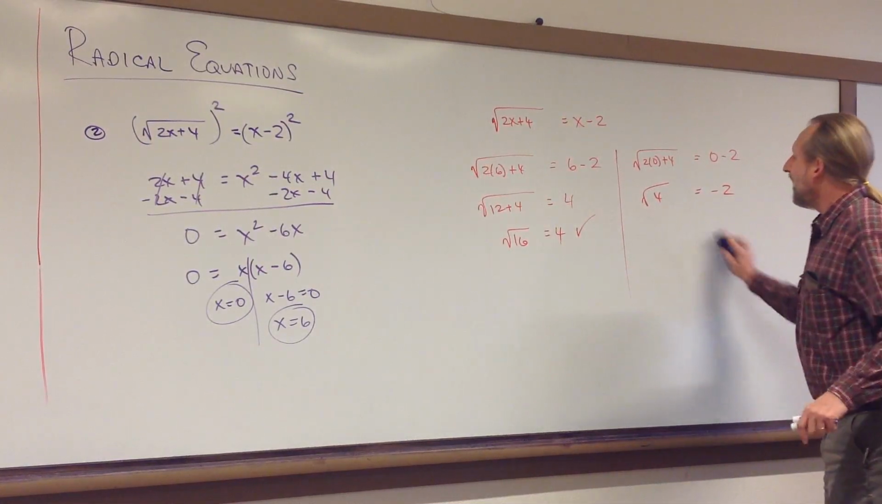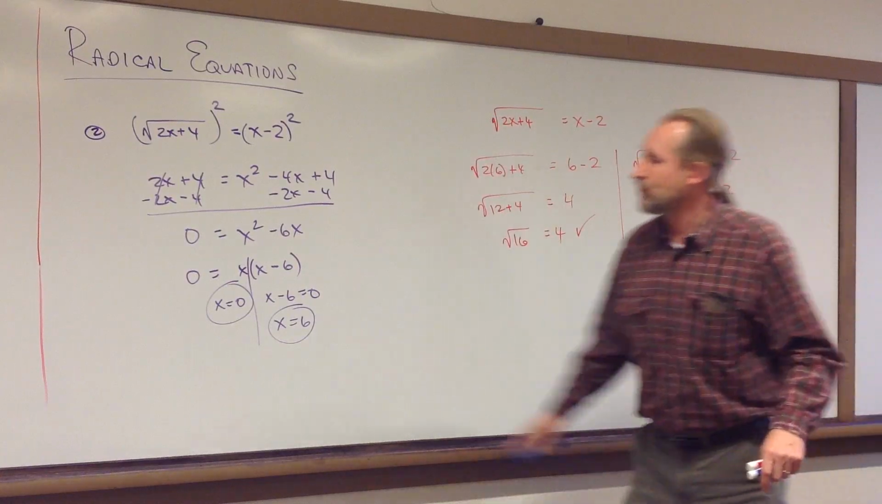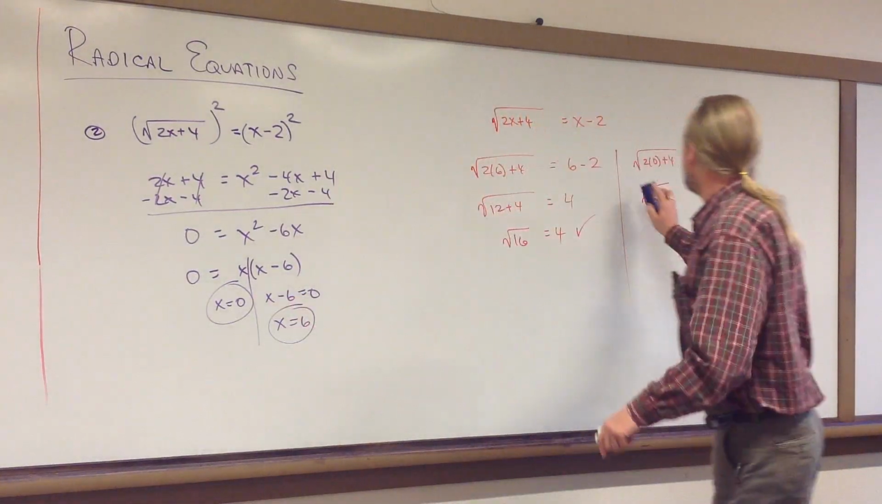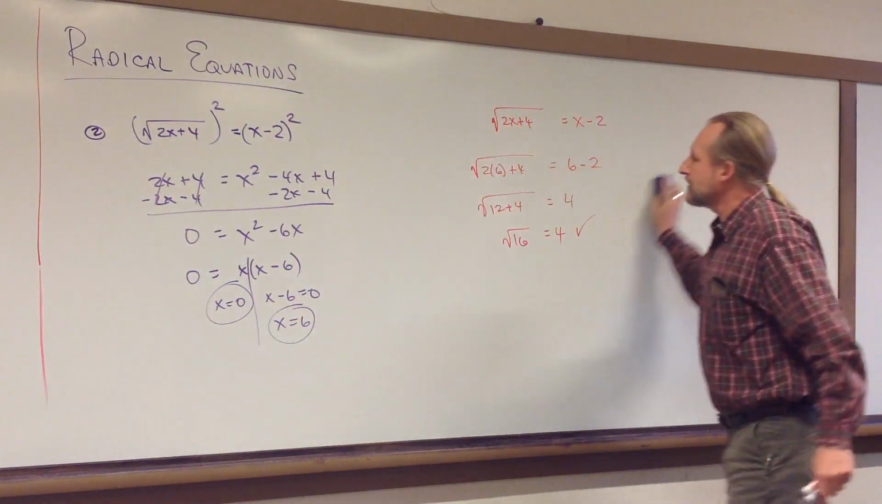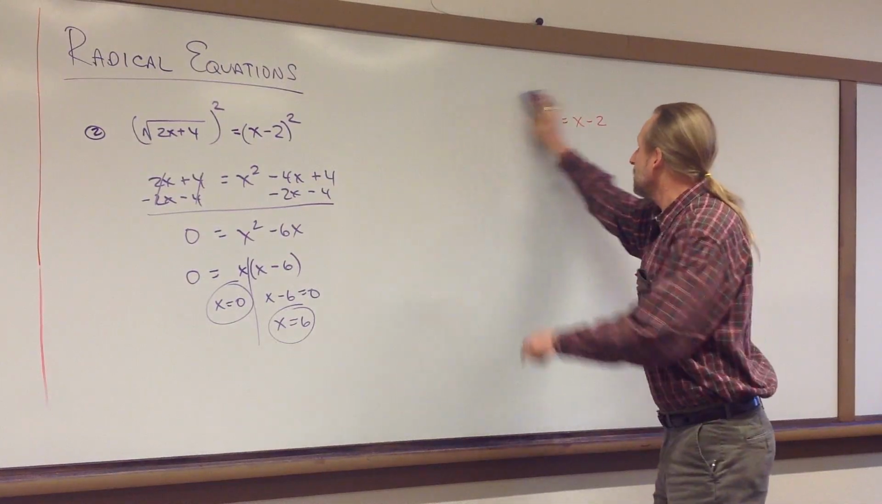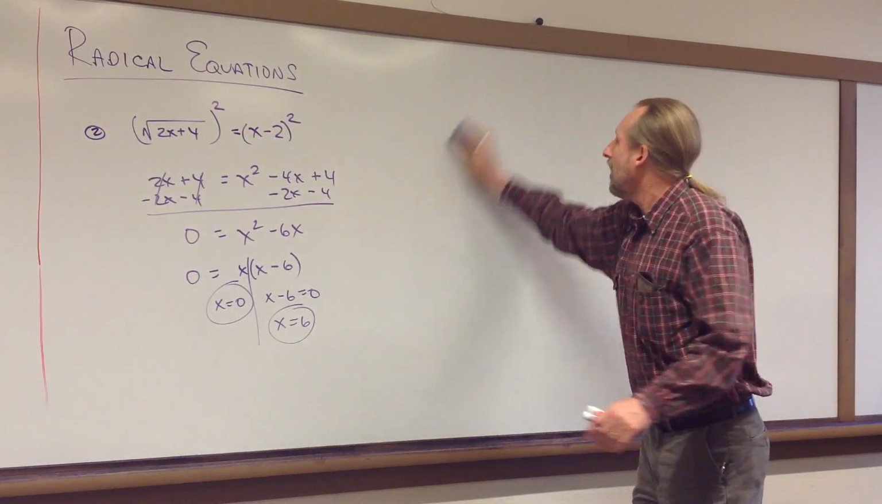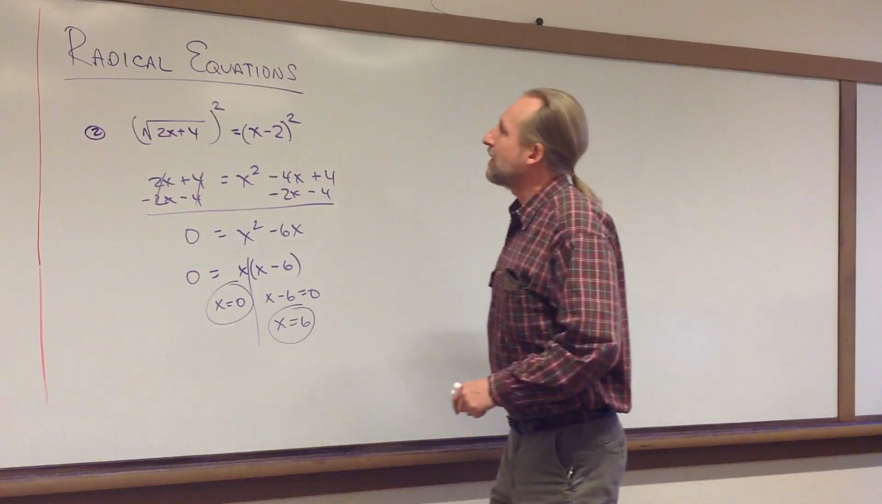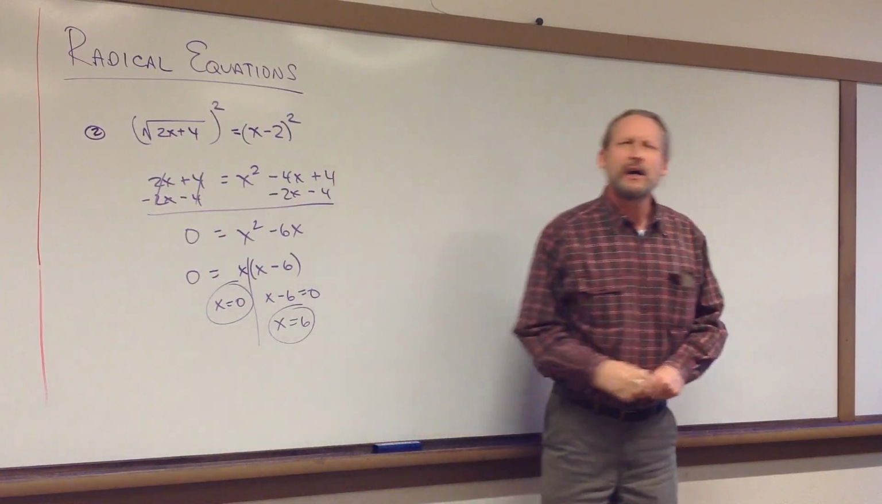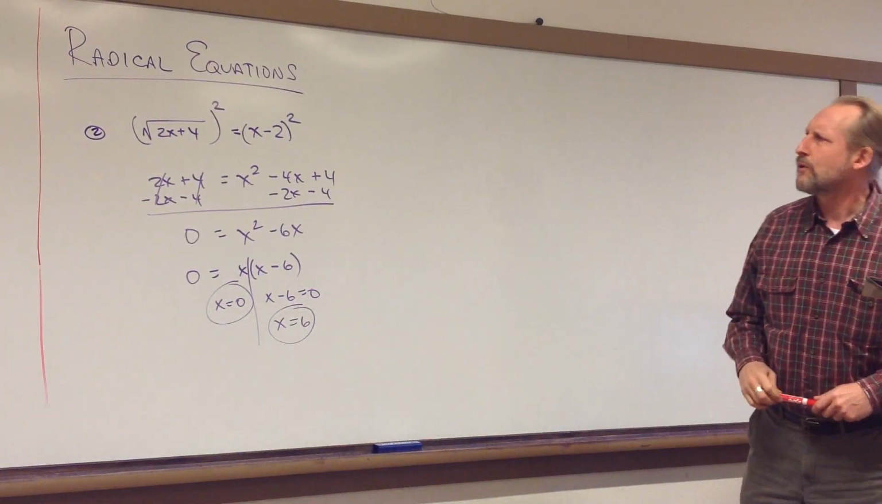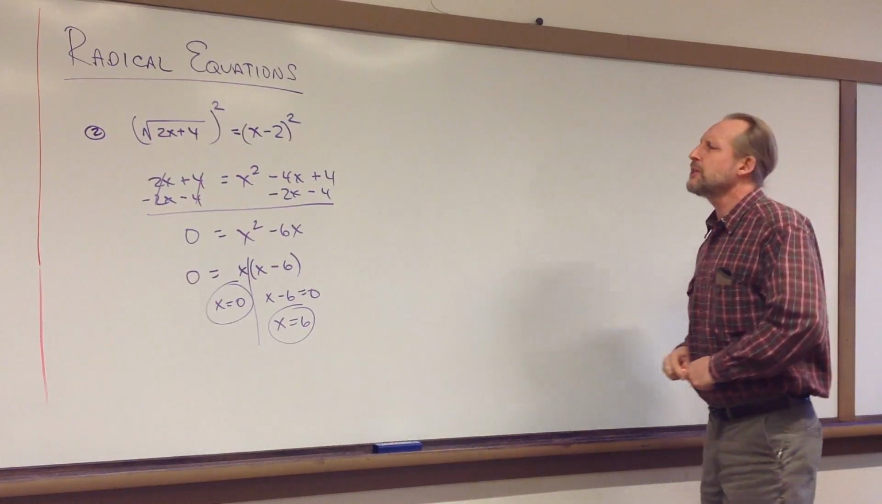So, in any event, I'm okay with this answer. I wouldn't reject either one of these. And so, if you choose to reject an answer because of this issue, I won't mark it wrong. So, that's about it. Okay. I think that's it for solving the radical equations.